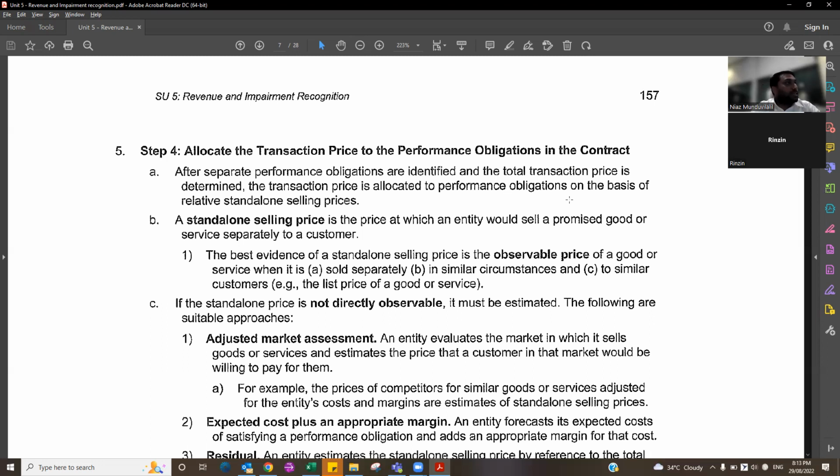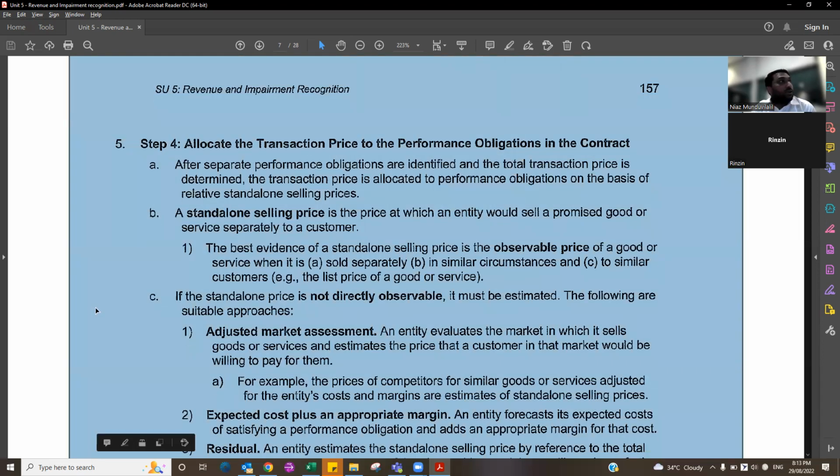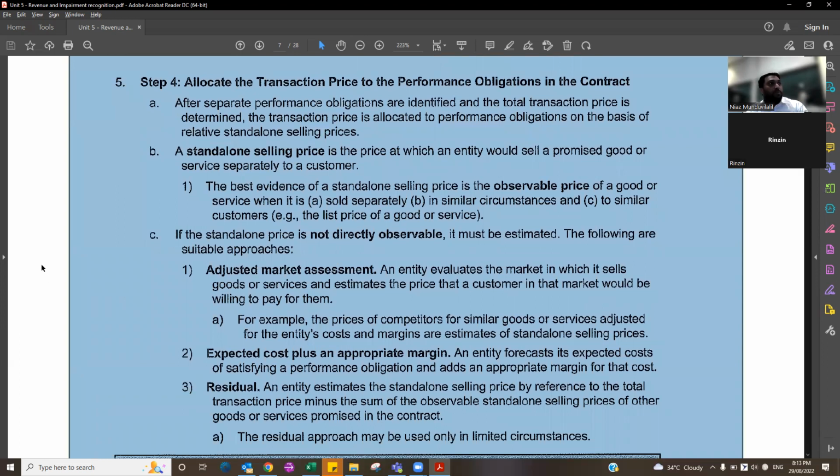So standalone selling price is the price at which an entity would sell a promised good or service separately to a customer. Okay. Now, the best evidence of a standalone price is the observable price of a good or service when it is sold separately in similar circumstances and to similar customers. And we could say it is the list price of a good or service. Then, if a standalone price is not directly observable, it must be estimated.